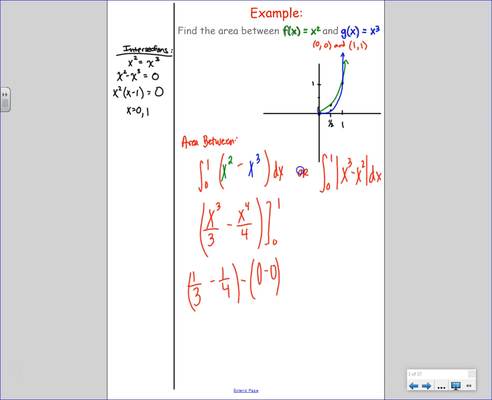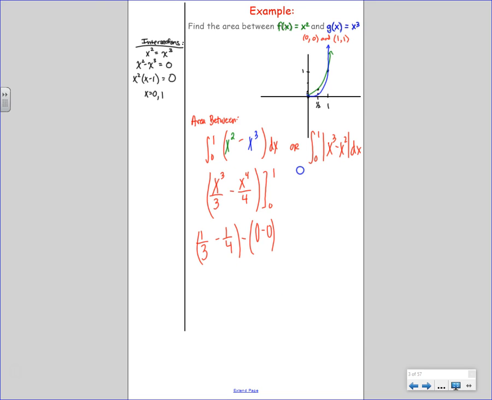0 minus 0. I would end up with common denominators. I know, stick it to the man, which is how I tell you to stop on a test. But for illustration's sake, 1/3, wouldn't that be 4/12? And 1/4, wouldn't that be 3/12? Did I end up getting a positive? Because I put the higher one first, I ended up getting a positive.